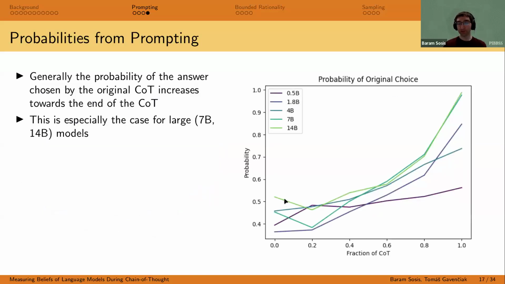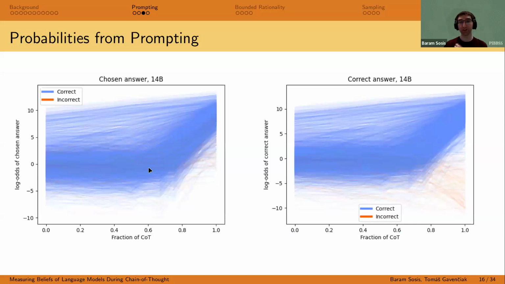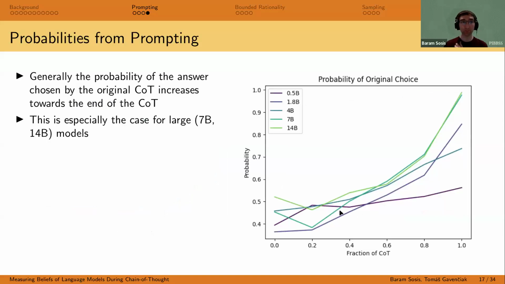So here I've plotted the average probability that gets assigned to the original choice, meaning the answer that the original chain of thought picks. That corresponds to the plots on the left here. And we can see pretty clearly that towards the end of the chain of thought, the models assign a higher probability to the answer that the original chain of thought was going to pick, which is good. This is what we want to see.